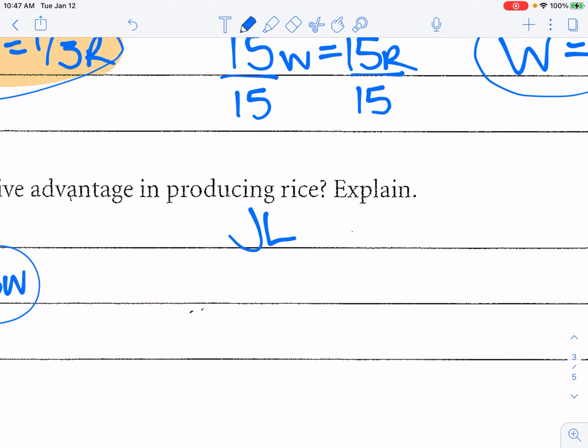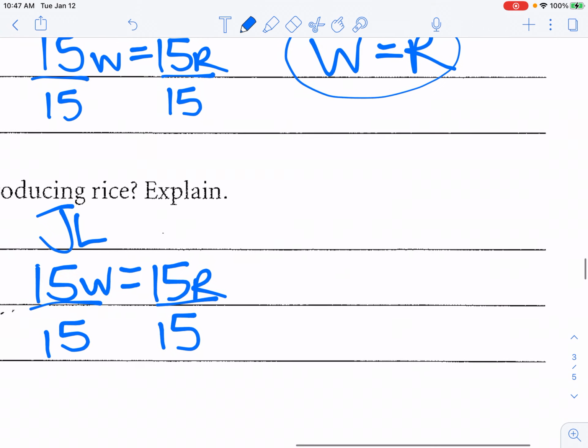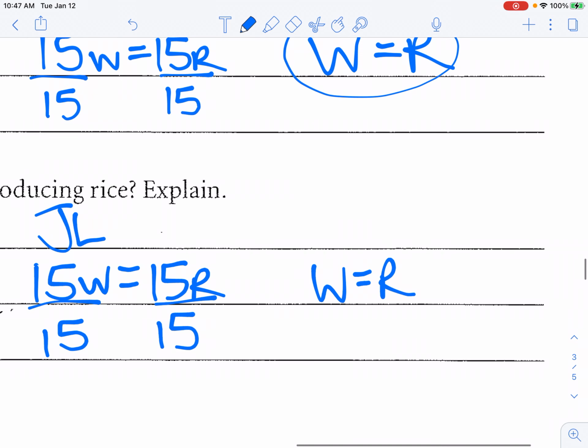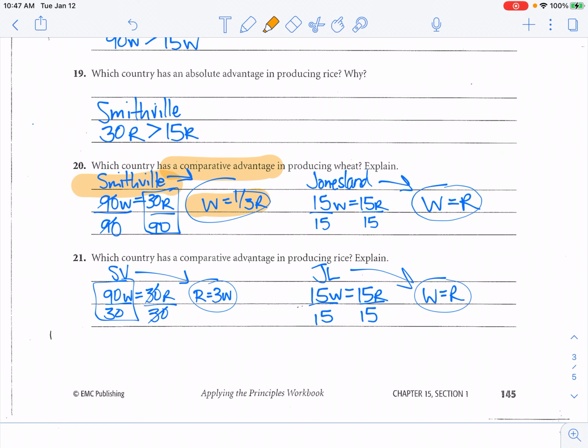Jonesland, 15 units of wheat, the equivalent of 15 units of rice. Divide both sides by 15. You're left with the same result as before, right? It's a 1-to-1 comparison, so that's the cost. Well, now, the comparative advantage when you look at these two countries actually lies with Jonesland, because 1 unit of wheat is less than 3 units of wheat. So Jonesland actually has the comparative advantage because Smithville has to give up more when it grows rice.